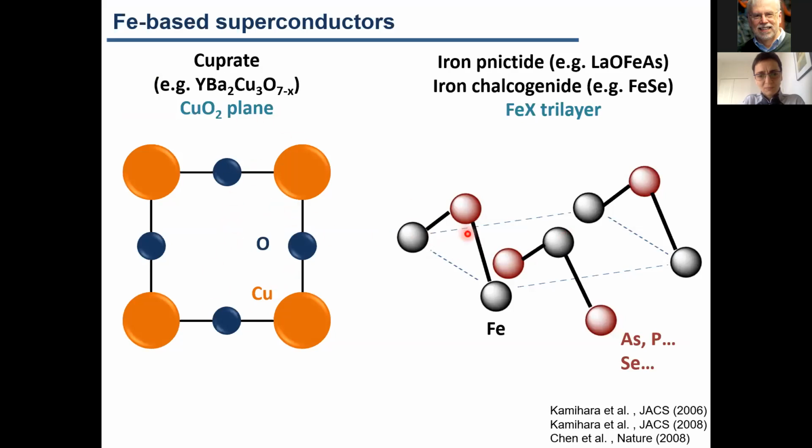in the cuprates. In this case, these are the so-called FeX trilayers because they are buckled. So it looks like three layers, with the X on the top and bottom layers, and in the middle you have the iron layer. The X could be a pnictide, such as arsenic or phosphorus, and it also could be a chalcogenide, which will be selenium, as what I'm going to talk about today.